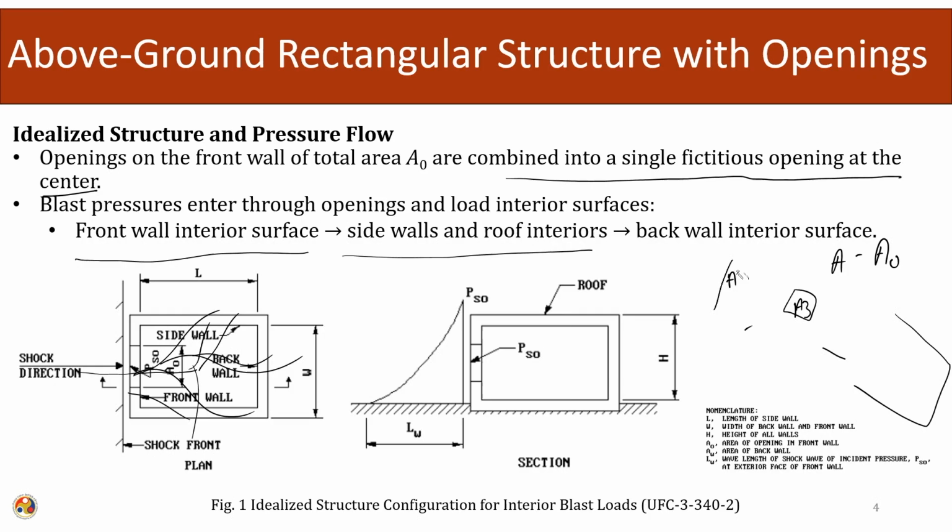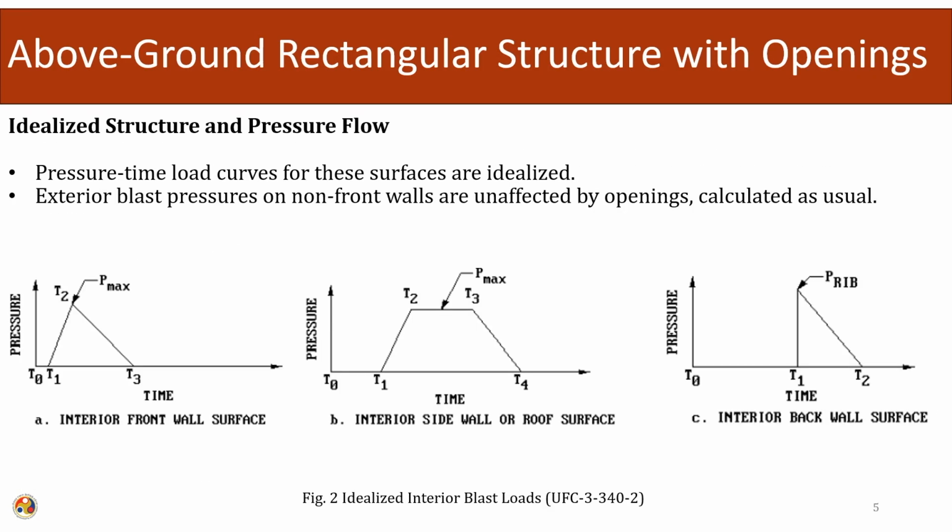Here we have the geometry of the box type of structure, this is the section with opening A0, and this is the plan of the structure. Basically it is a box with height h and cross sectional dimensions L cross W. After that we have an idealized structure and pressure flow. Then we will try to idealize the pressure flow.